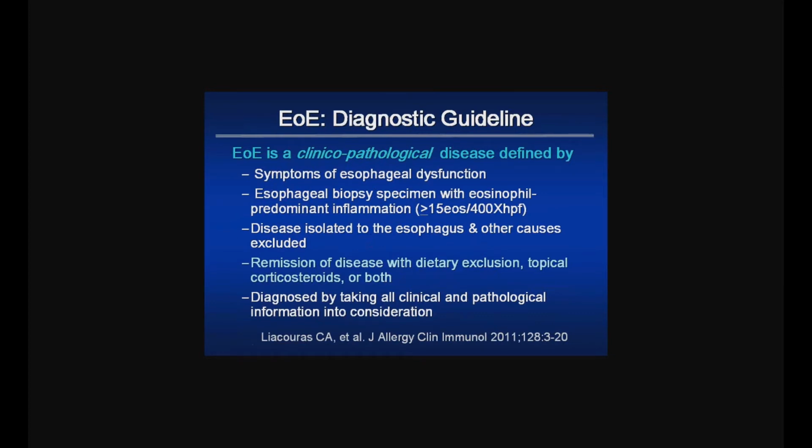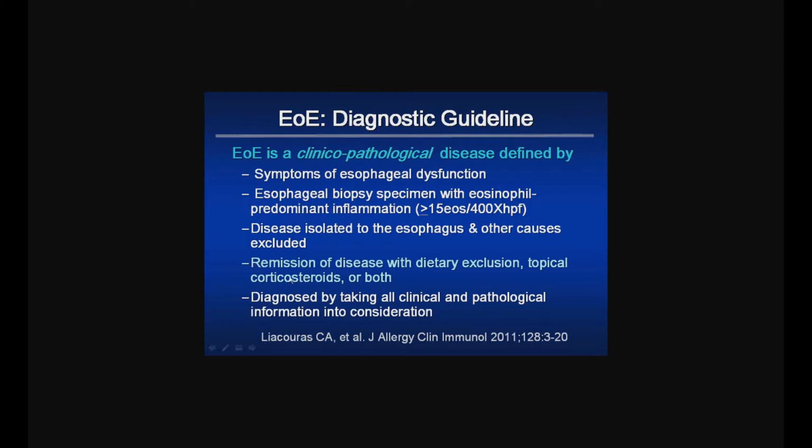So if we look at the most recent consensus report in 2011, where they reviewed the literature and updated our thoughts about eosinophilic esophagitis, they developed diagnostic guidelines and said that eosinophilic esophagitis is a clinical pathological disease defined by symptoms of esophageal dysfunction that we talked about right when we started, that there were findings on the esophageal biopsy specimens where you had more than 15 eosinophils per high-power field, that the disease was isolated to the esophagus, so you don't see increased numbers of eosinophils in other areas of the gut in eosinophilic esophagitis, and that other causes of esophageal eosinophilia have been excluded, like reflux disease, for example.